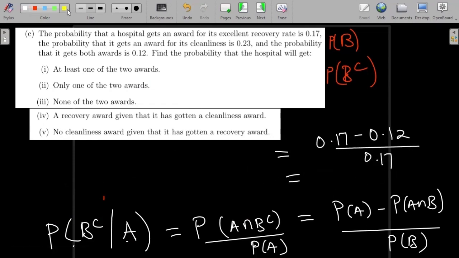Okay, so what do we find there? You consult your calculator, of course. So it will be 0.17 minus 0.12 and then divided by 0.17. So I'm going to get 0.29412. Can end there. Okay, so that is the probability that no cleanliness award will be given, given that the hospital already got the recovery award. Okay, so that was question 1.